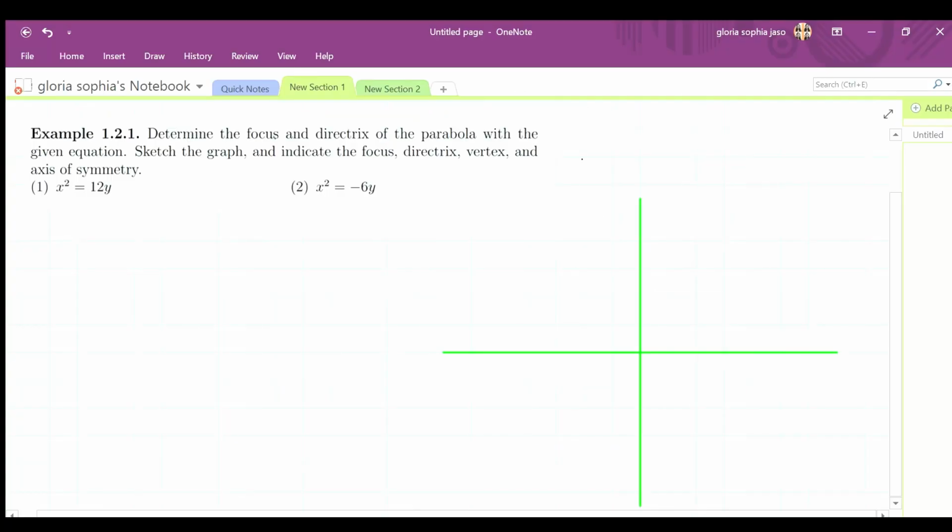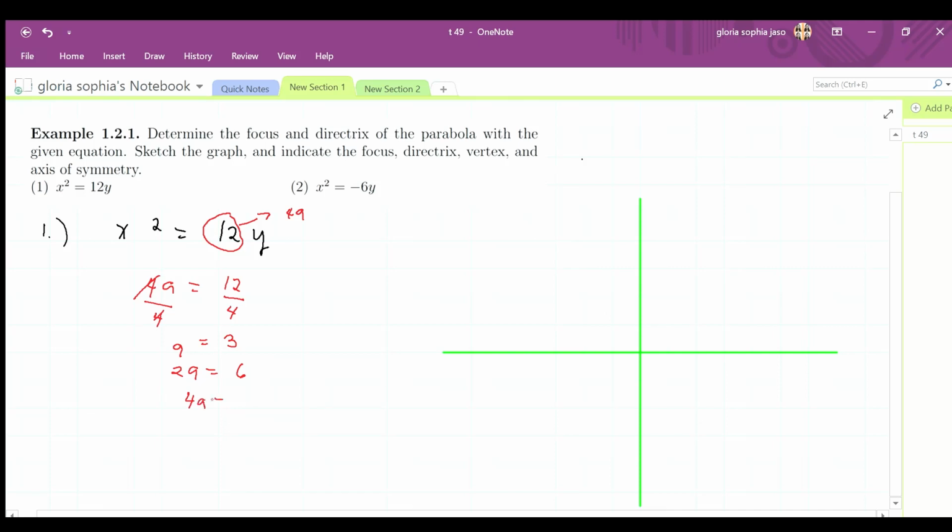Example, determine the focus and directrix of the parabola with the given equation. Sketch the graph and indicate the focus, directrix, vertex, and axis of symmetry. So for number 1, we have x squared equals 12y. So the first thing to do, class, is identify our 4a. So take note that the numerical coefficient of y, that is our 4a. Okay, and we will use that to solve for the value of a. So 4a is equal to 12. So divide both sides by 4. So a is equal to 12 over 4. So that's 3.